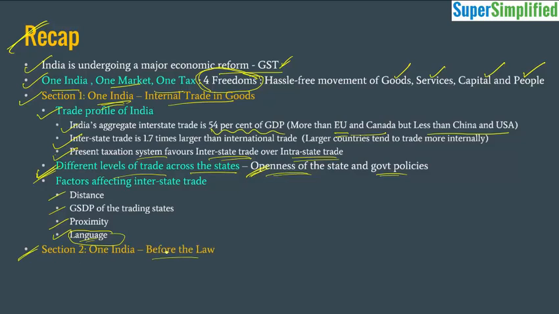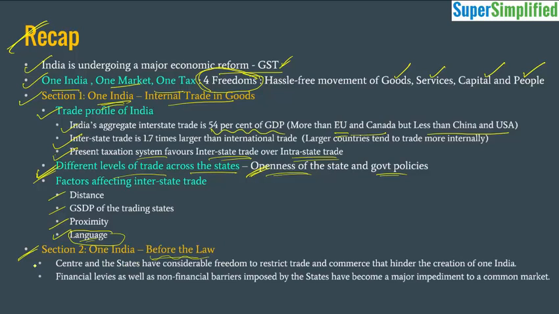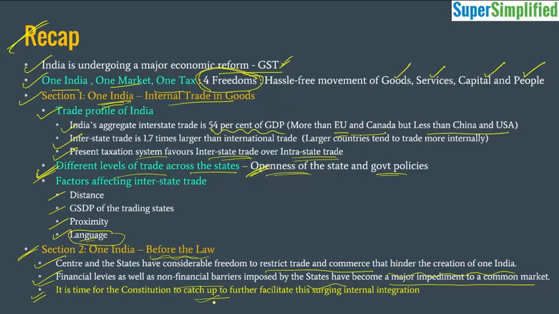And in section 2, we studied the constitutional aspect. What is the present scenario before the GST implementation? So here, center and states have considerable freedom to restrict trade and commerce, unlike other countries like the US, where the states cannot interfere in interstate trade matters. But in India, that is possible, and that hinders the creation of one economic India. And the financial levies such as octroi, entry tax, and all those state level taxes, as well as non-financial barriers imposed by the states, have become a major impediment to a common market. So it is a time for the constitution to catch up to further facilitate this surging integration, right?